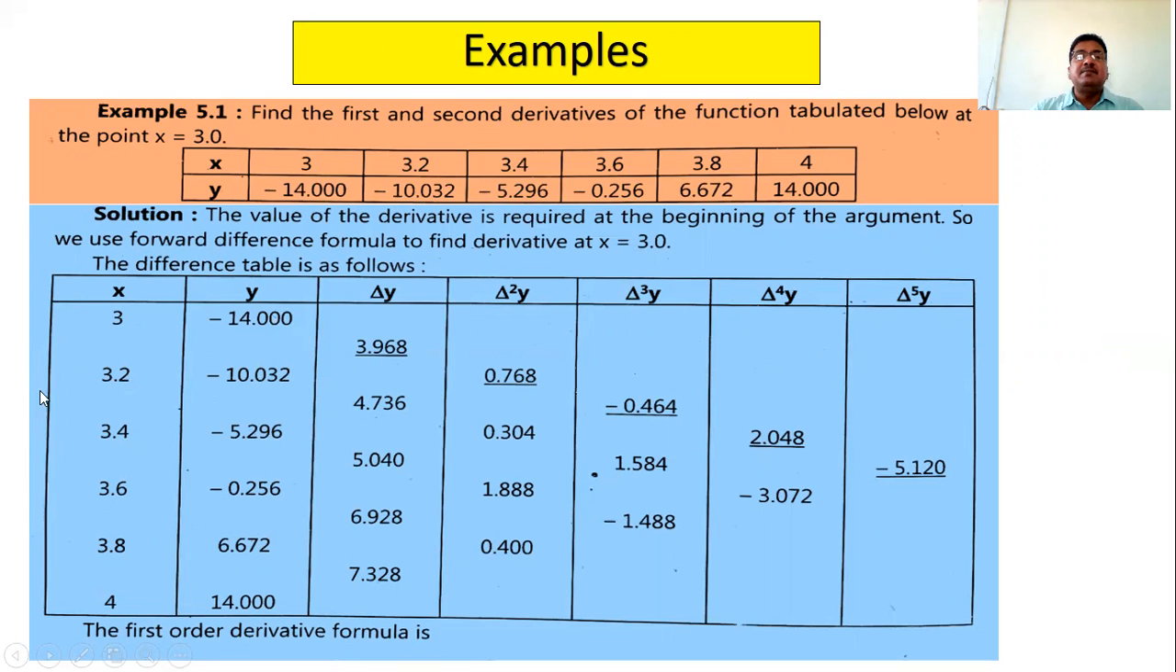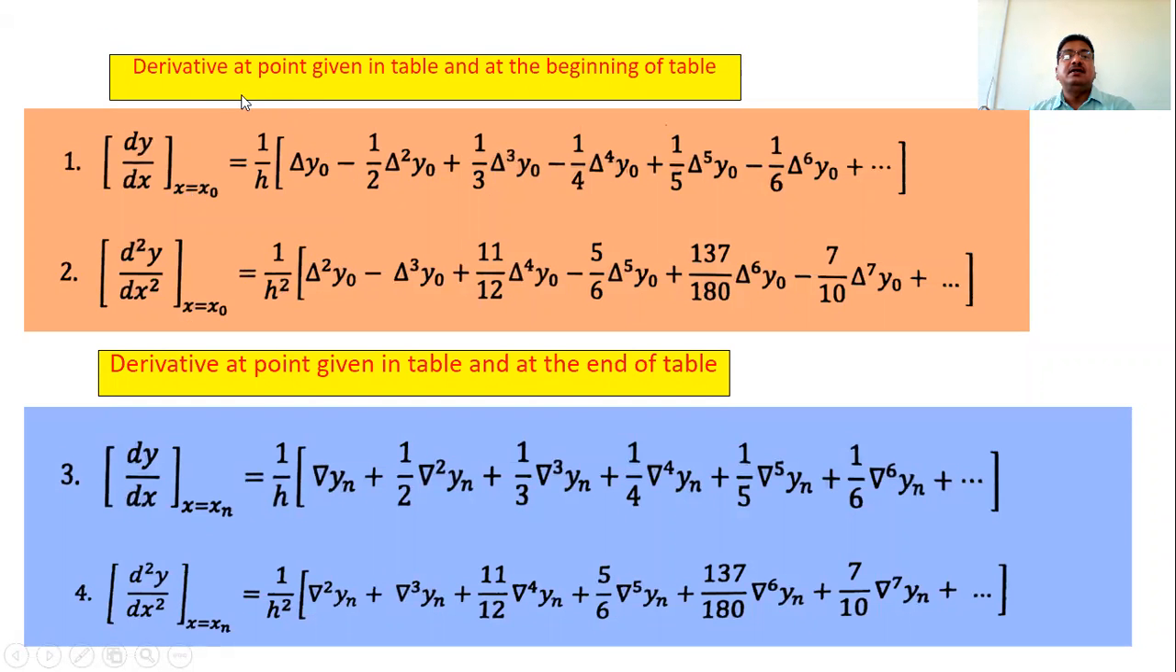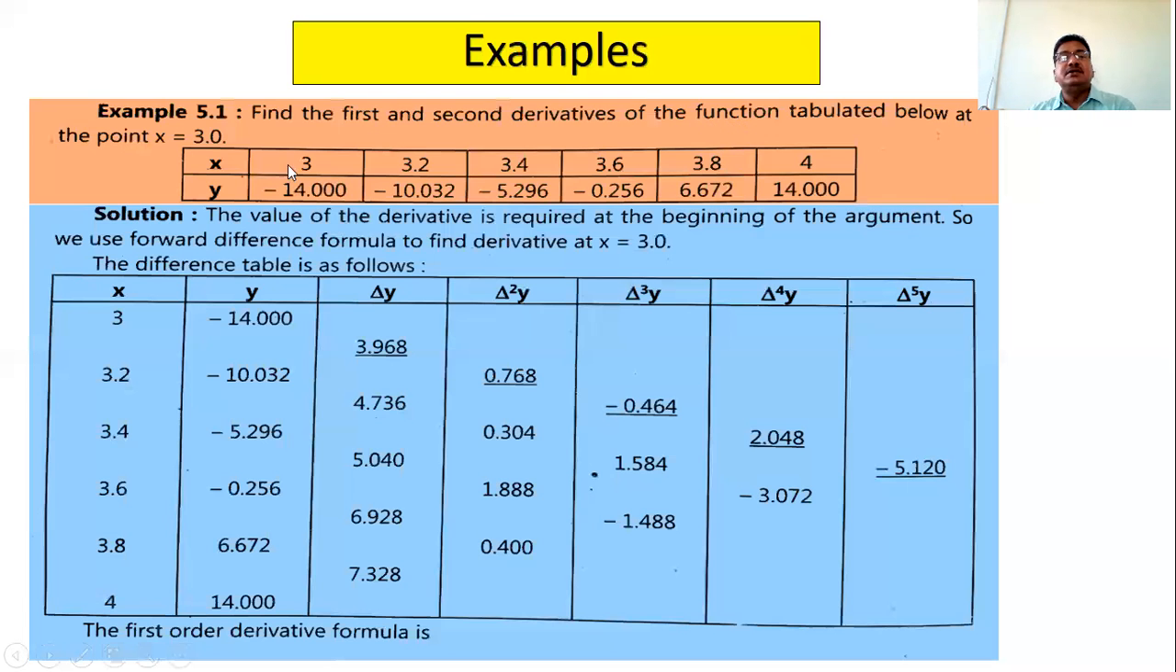So the first example on numerical differentiation. What is the example? Find the first and second derivative of the function tabulated below at the point x equal to 3.0. That is, we have to find the first and second order derivative by using numerical methods at the first point, at 3, and that's why we have to use these formulas. That is the derivative at a point given in the table and at the beginning of the table. Is the point at the beginning of the table? 3 is at the beginning of the table and given in the table.